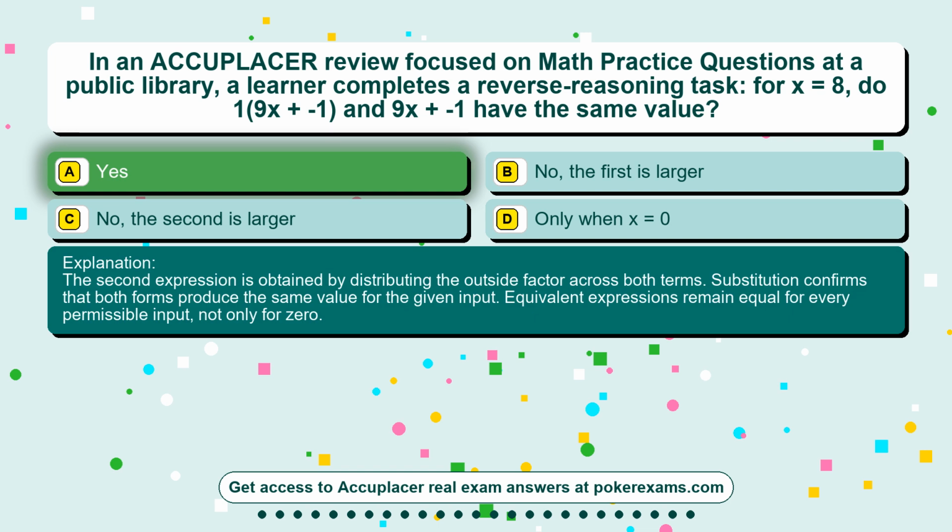The second expression is obtained by distributing the outside factor across both terms. Substitution confirms that both forms produce the same value for the given input. Equivalent expressions remain equal for every permissible input, not only for 0.